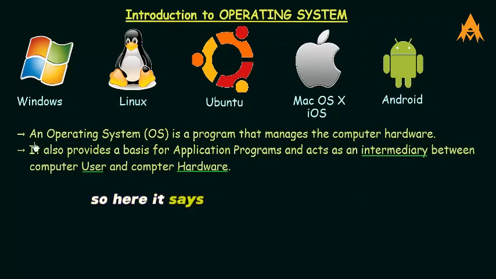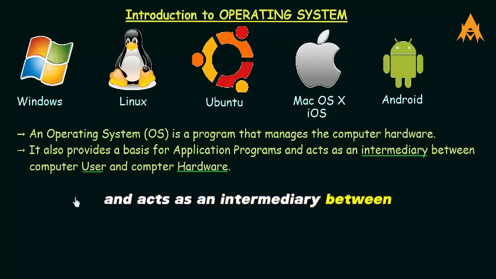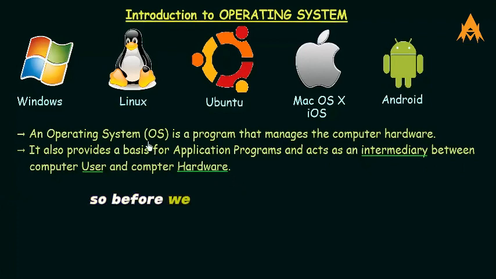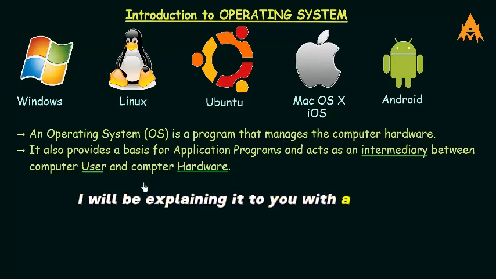Here it says that an operating system, also abbreviated as OS, is a program that manages the computer hardware. It also provides a basis for application programs and acts as an intermediary between the computer user and the computer hardware. Before we understand these two lines, I will explain it to you with a diagram.